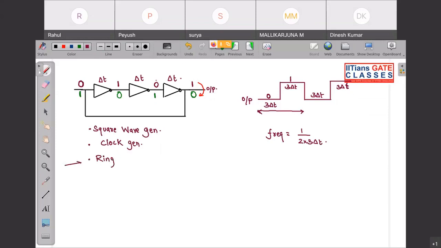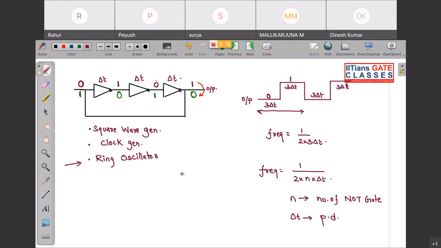This we are going to study in sequential circuits. So frequency is given by 1 divided by 2 into 3 del t, or in a generalized way, frequency is equal to 1 by 2 into n into del t, where n is the number of NOT gates, and del t is the propagation delay of each of the NOT gates. Okay, any doubts?